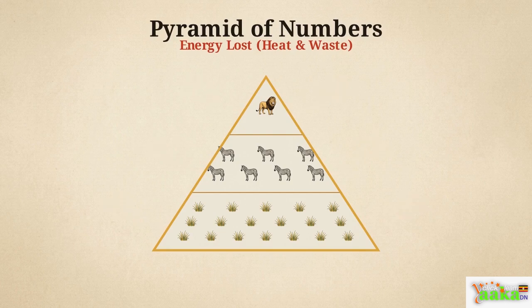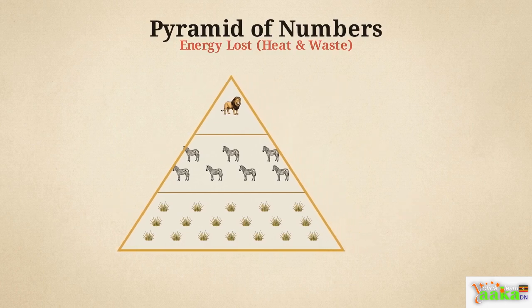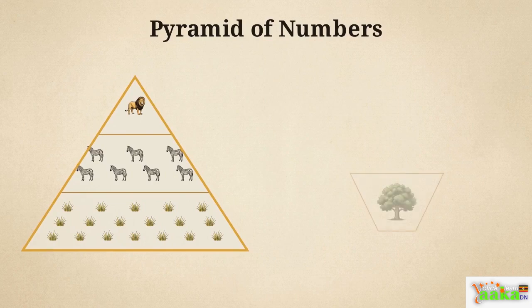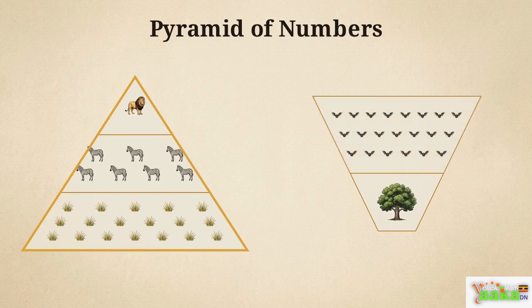There is an exception. If the primary producer is exceptionally large, like a single massive mango tree, that one plant can feed thousands of primary consumers, like fruit bats. This creates an inverted pyramid, narrow at the bottom and wide in the middle.